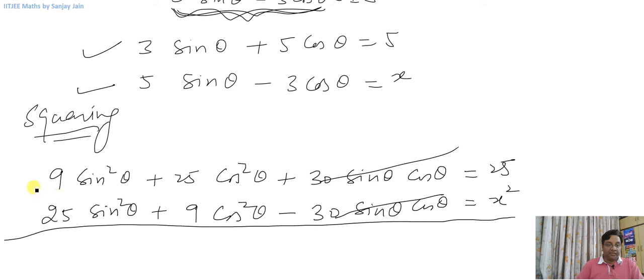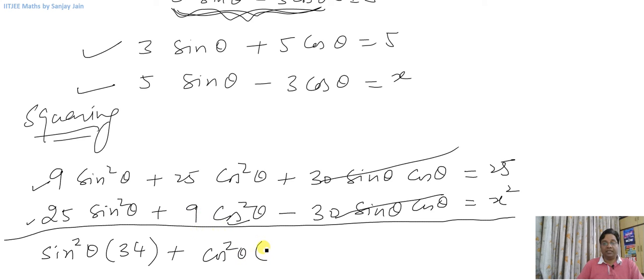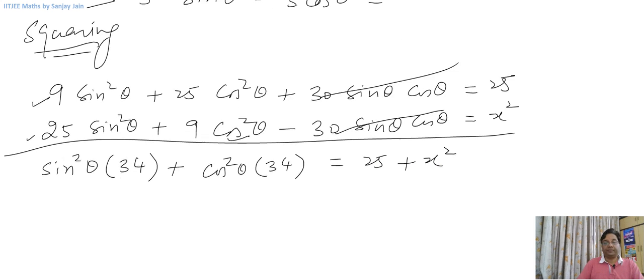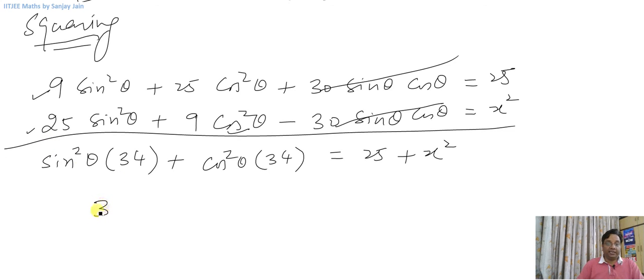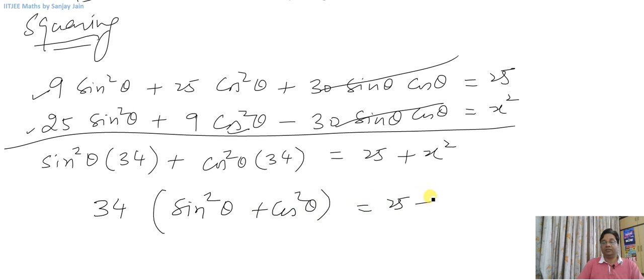If I add this first term with this term, I can take sine square theta as common. 25 plus 9 will become 34. Similarly, I can take cos square theta outside. 25 plus 9 will again be 34. And these terms have already been cancelled, and on the right hand side, I'll have 25 plus x squared. Now see, I can again take 34 common, and inside I'll have sine square theta plus cos square theta, which is a known expression to us, right? This is equal to 1.